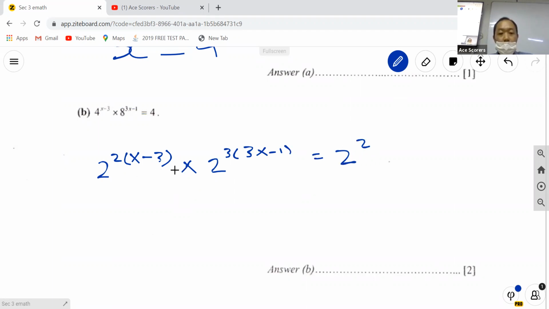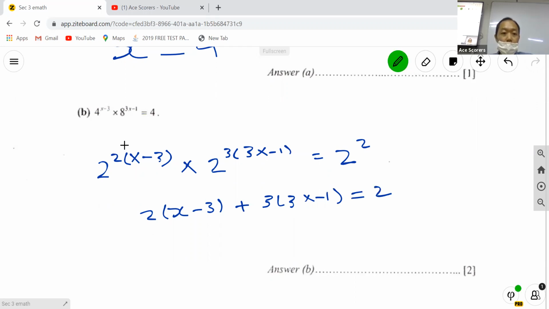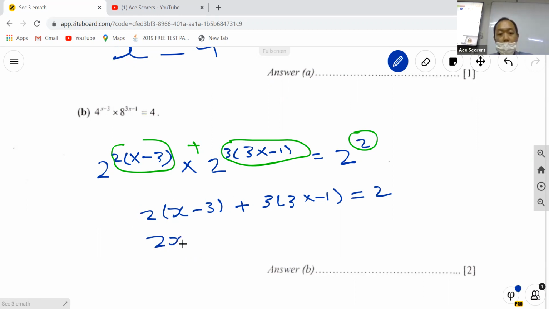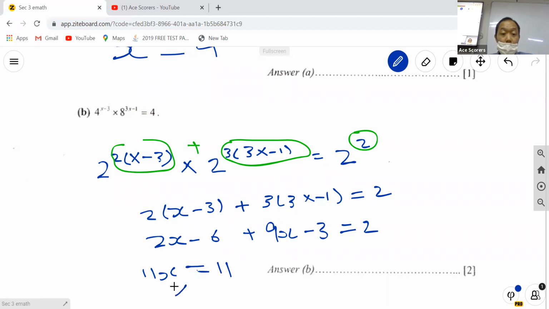Okay. So when it's multiplied, same base, different power, you add the powers. So it becomes 2. Basically this power plus this power equals 2. So we get 2 times x minus 3, plus 3 times 3x minus 1, equals 2. I'm currently just equating all the powers, because the bases are the same. Base same, you can equate them. What do we get from here? 2x minus 6 plus 9x minus 3 equals 2. And 2x plus 9x is 11x. So minus 6 minus 3, bring over there, equals 11. So x equals 1.